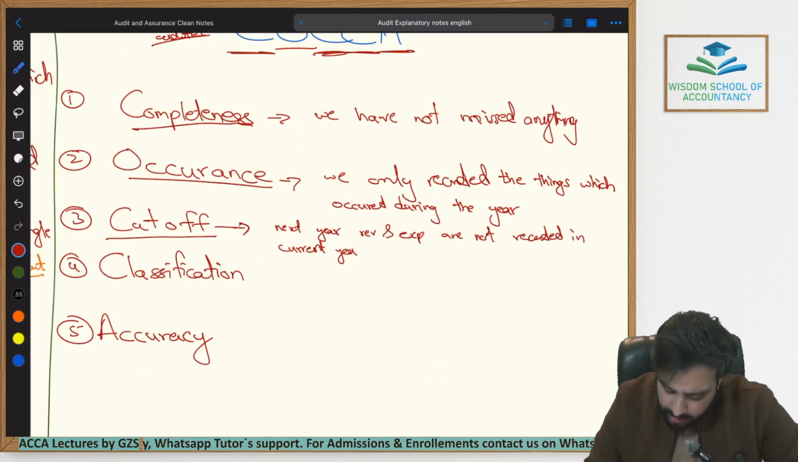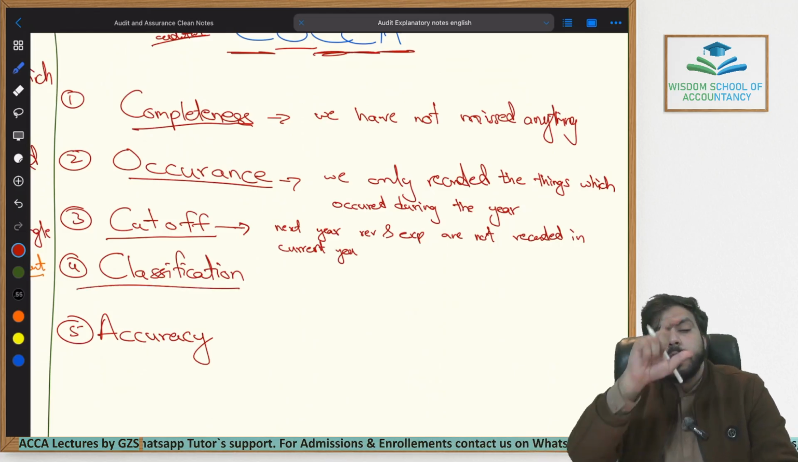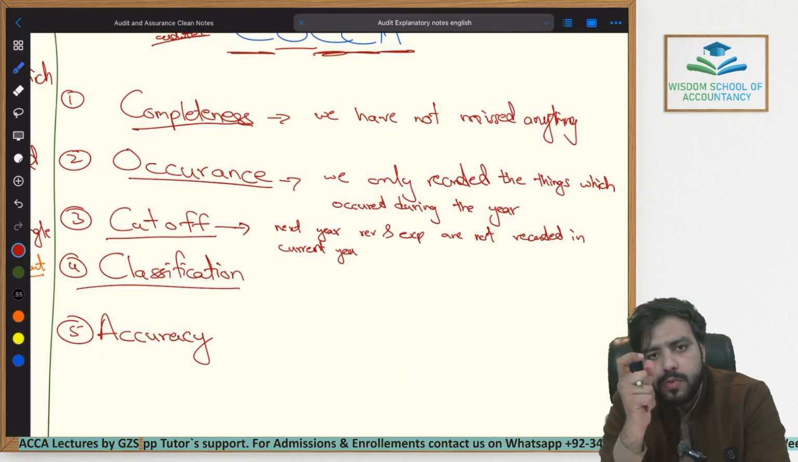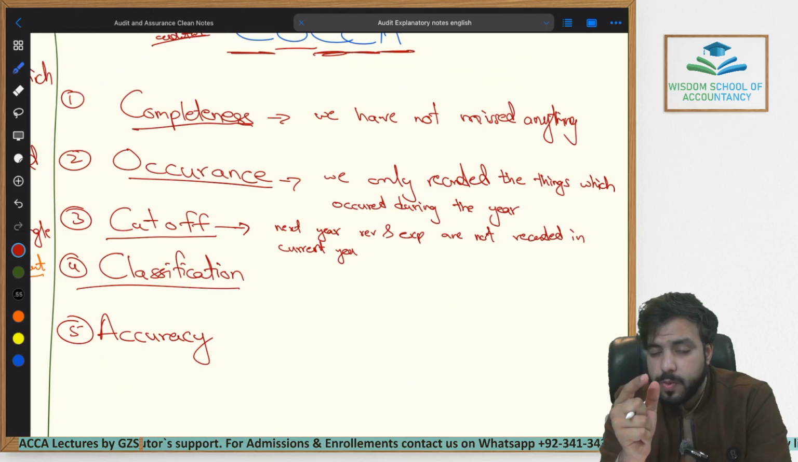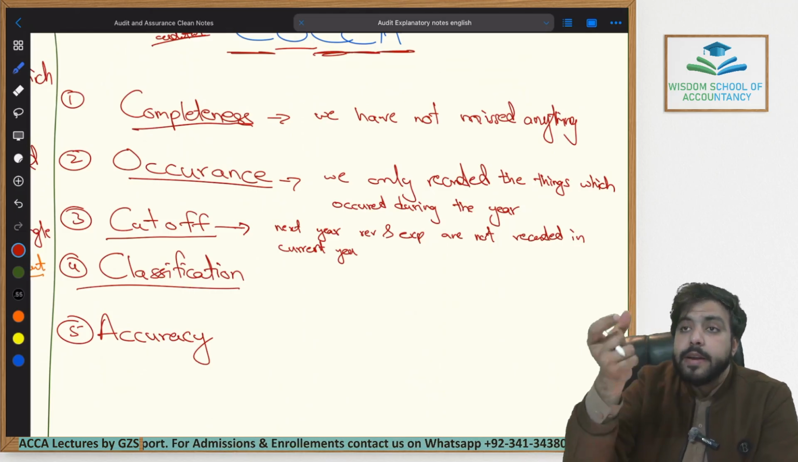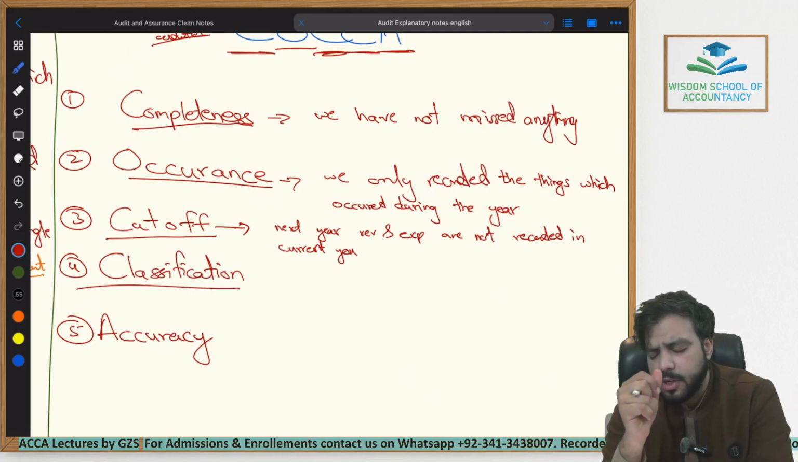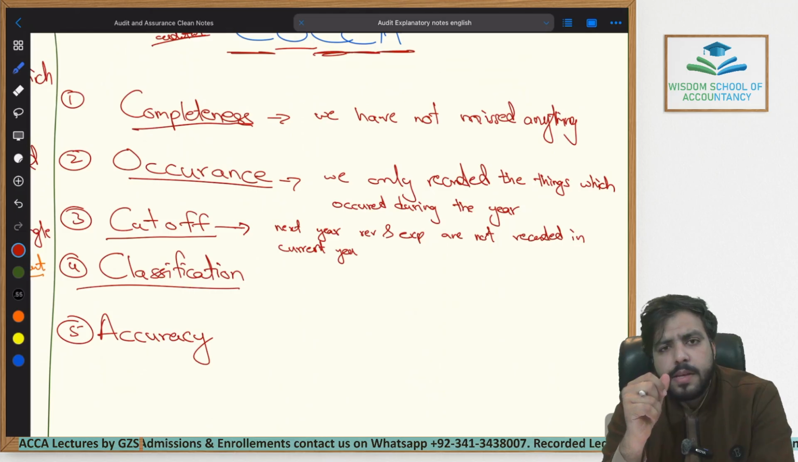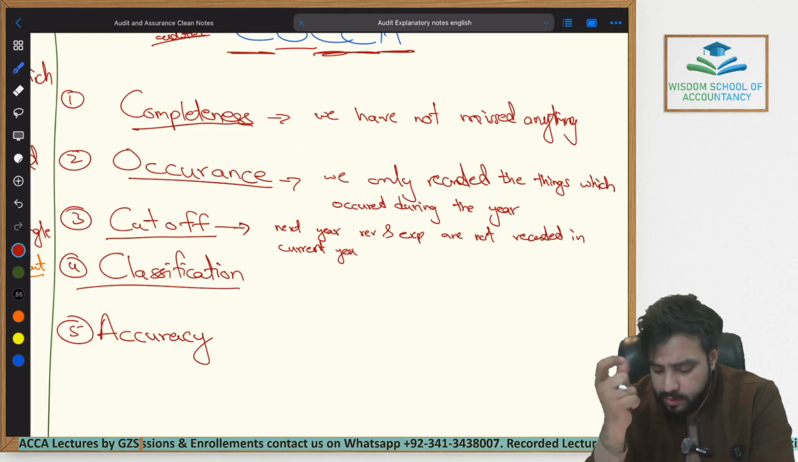Classification. Now, what is meant by the word classification? We have heard this word when we were understanding audit risk as well. I told you that classification basically means in which specific head something should be recorded. An example of classification is something that you should have recorded within administration expenses.